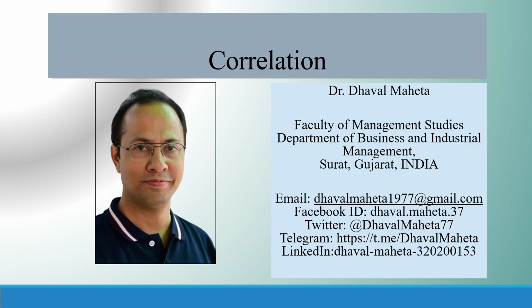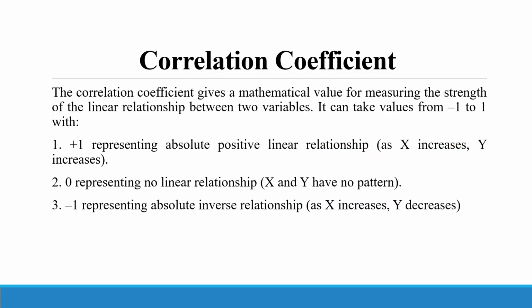This is Dr. Dhaval Maheta, and today we are going to discuss how to run correlation in SPSS. Basically, we run correlation between two metric variables, also known as continuous variables. The correlation coefficient gives a mathematical value for measuring the strength of the linear relationship between two variables.